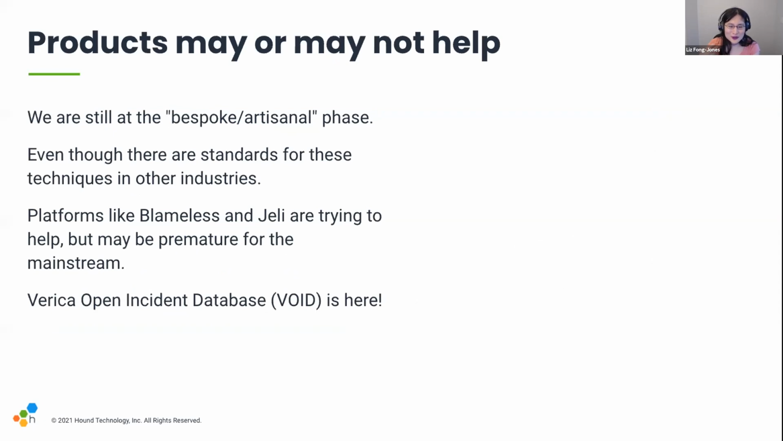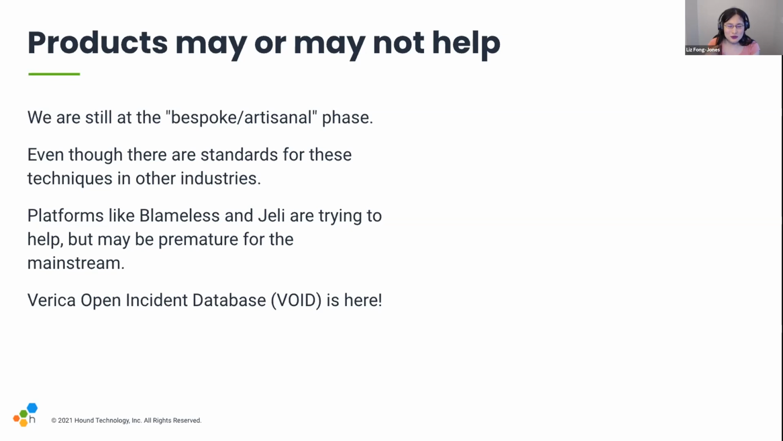So I think that goes to where we stand with regard to the worldly mapping of our space. My view is that we're still at the bespoke and artisanal phase of doing incident analysis. There are standards for doing this, right? It is regularized in the aircraft safety industry, right? This is exactly how you do an incident analysis. This is how you file a CARS report with NASA, right? And as much as I like the folks at Blameless and Jelly, I think it's a little bit premature for it to be in the mainstream just yet.